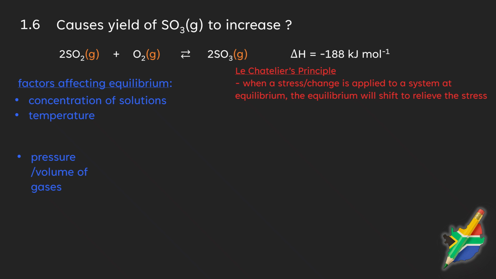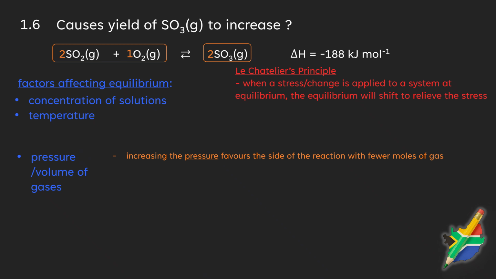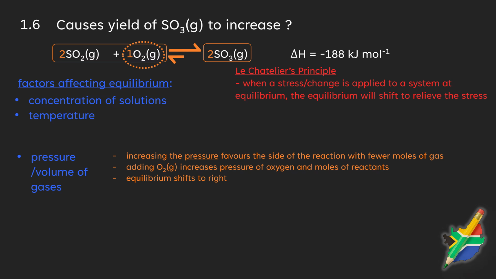Notice that all species in this equilibrium are gases, and that we have a molar ratio of 3 in the reactants and 2 in the products. Increasing the pressure of a system at equilibrium favors the side of the reaction with fewer moles of gas. Adding oxygen gas would increase the pressure of oxygen and increase the moles of reactants. Therefore, the equilibrium would shift to the right to decrease the moles of gas.